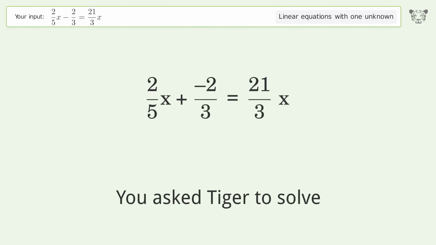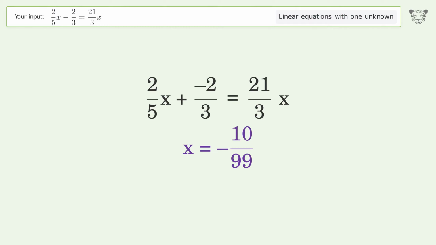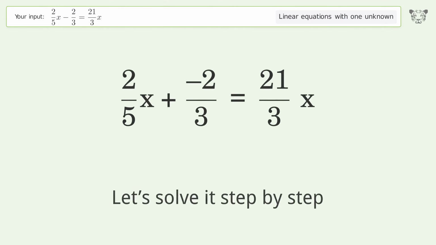You ask Tiger to solve. This deals with linear equations with one unknown. The final result is x equals -10/99. Let's solve it step by step.